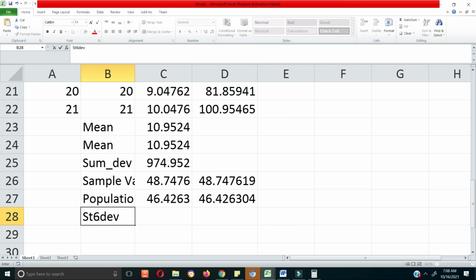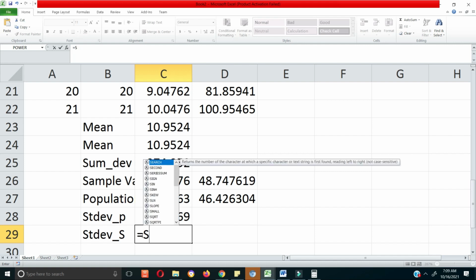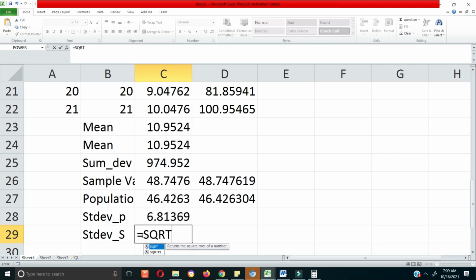Let's do the population standard deviation. It's going to be the square root of the population variance. Then the sample standard deviation is going to be the square root of the sample variance, right?